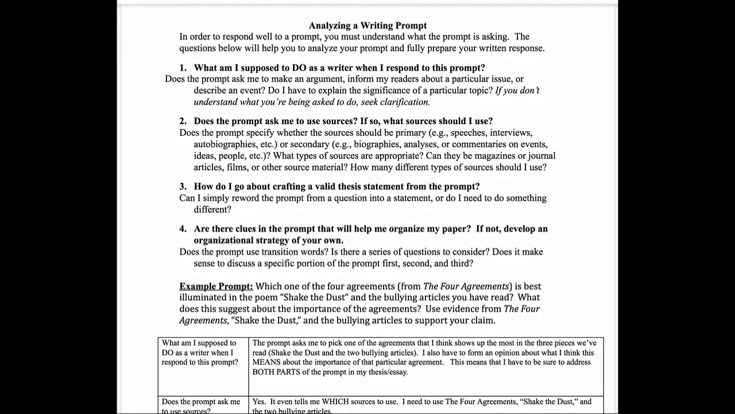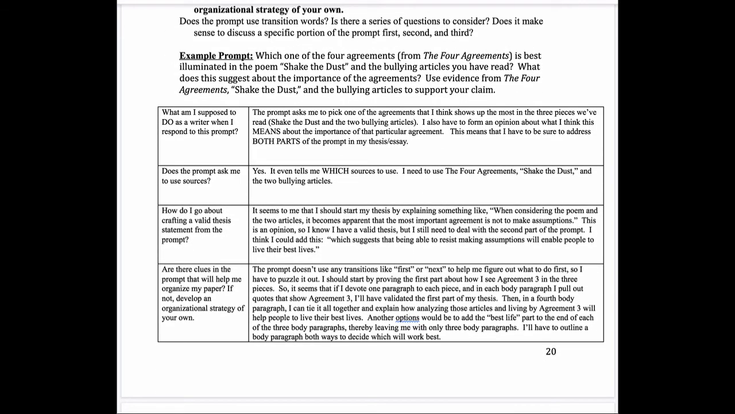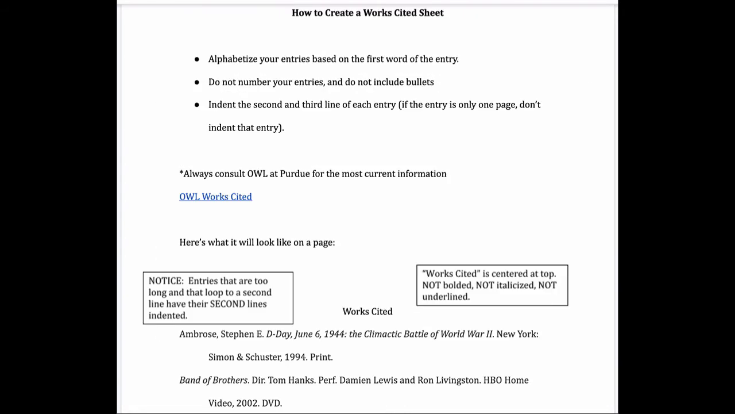Beginning on page 19, we talk about how to analyze a writing prompt, and it goes through several steps. You can see it goes all the way down to the bottom of page 20. On page 21, we talk a little bit about how to create a works cited sheet, but really I would tell you don't waste your time here. Always go to the OWL Works Cited, so you can just Google that, and the OWL at Purdue is the best source on how to create a works cited sheet that I have ever seen.